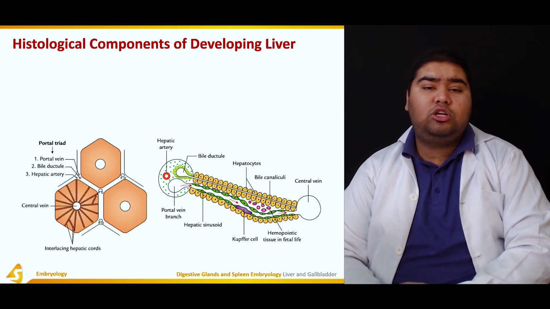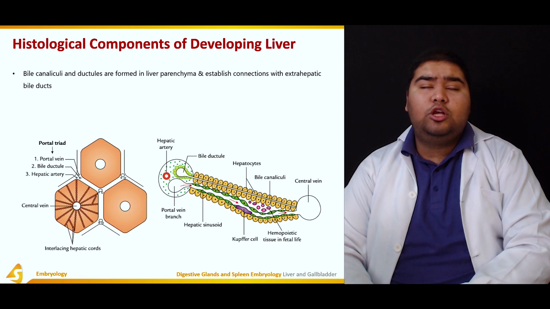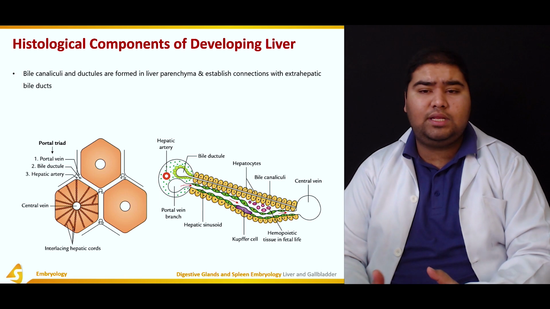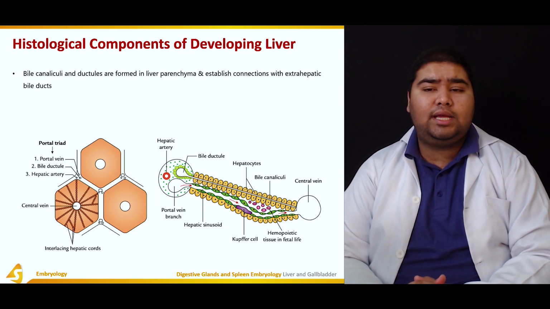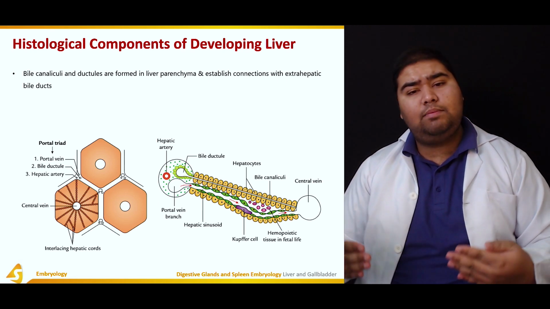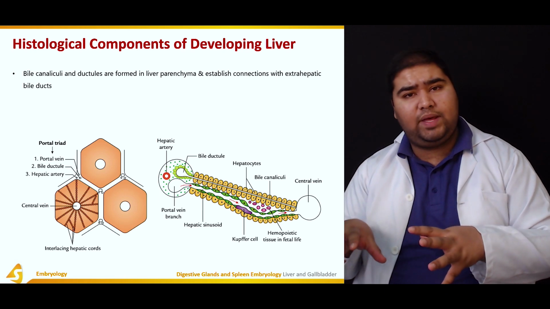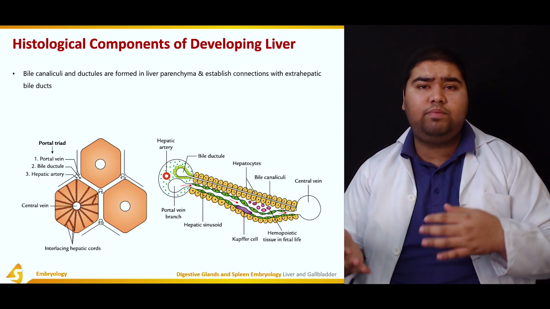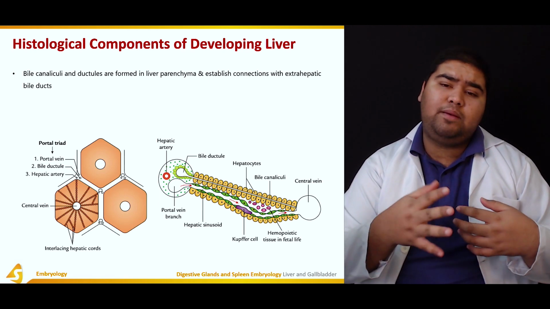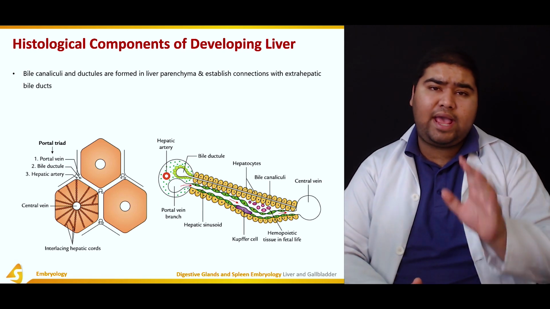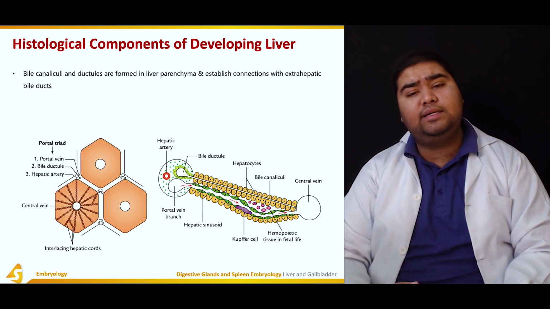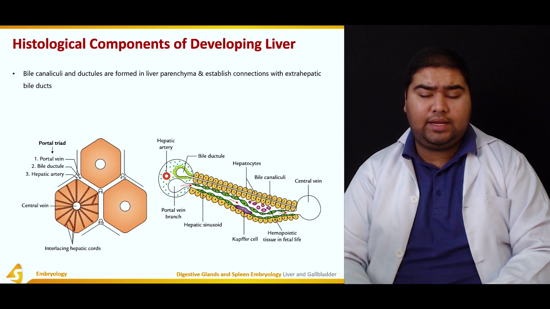So let's see the histological components of the developing liver. The bile canaliculi and ductules are formed in the liver parenchyma. Obviously, we talked about it, and they establish their connections with the extrahepatic bile ducts. So bile ducts and bile canaliculi are formed within the liver parenchyma, and after being formed, they form a connection with the extrahepatic bile ducts. Extrahepatic bile ducts are formed by a different source, and intrahepatic bile ducts are formed by the liver parenchyma.